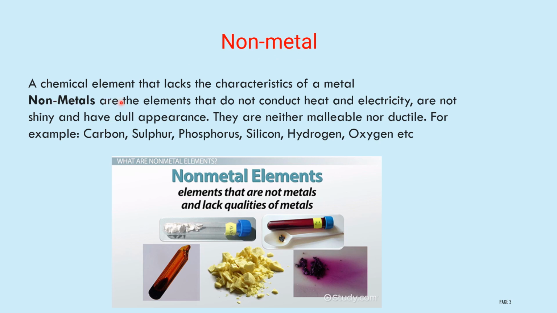Non-metals: a chemical element that lacks the characteristics of a metal. That element will not show the characteristics of a metal, and we call it a non-metal. Non-metals do not conduct heat and electricity. They are not shiny. They have a dull appearance. They are neither malleable nor ductile. For example, non-metals include carbon, sulfur, phosphorus, silicon, hydrogen, oxygen, etc. These are a few examples of non-metals.